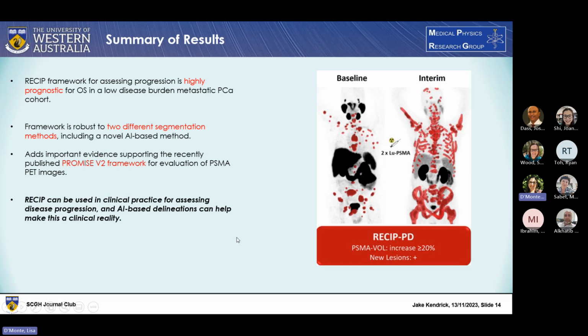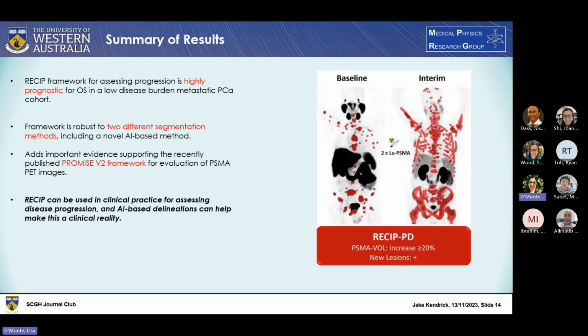So briefly, just to summarise the results of this first paper. The RECIP framework for assessing progression is highly prognostic, and it is prognostic with both of these segmentation methods. We can have a nuclear medicine physician go through the scan and delineate the lesions. As I said, it's a very time-consuming process, and it scales with the patient's tumour burden. The more lesions they have, the more time it's going to take to delineate them. And this adds really important evidence.